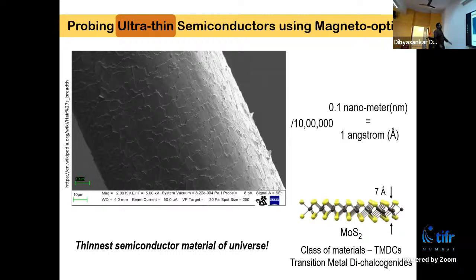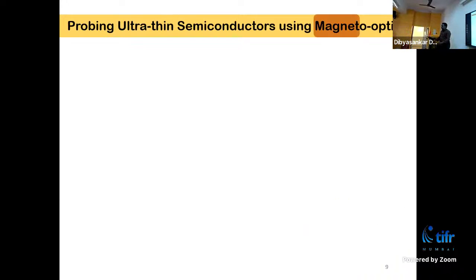So now we have understood the ultra thin and the semiconductors, the optics, and how I probe the ultra thin semiconductors using optics. So what is left is magnet. Okay. So now we'll describe the magnet. Immediately, what can you think of about magnets? Where have you seen magnets?